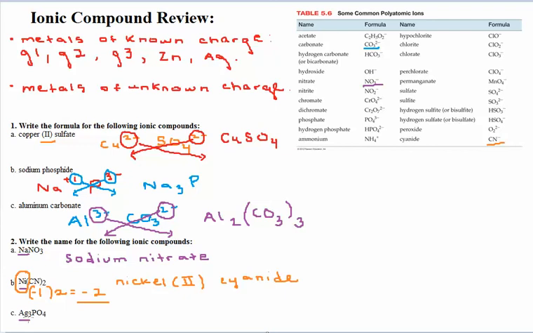Last one, silver phosphate. At first, I might think, well, silver is a transition metal, therefore I don't know the charge. But remember, silver is an exception. So I do know the charge of silver is always +1. Therefore, I do not need to include the charge in the name. So this is silver. PO4 is one of my polyatomic ions. It's right here. It's phosphate. So I'll write that. And that's it. That's all there is to it.